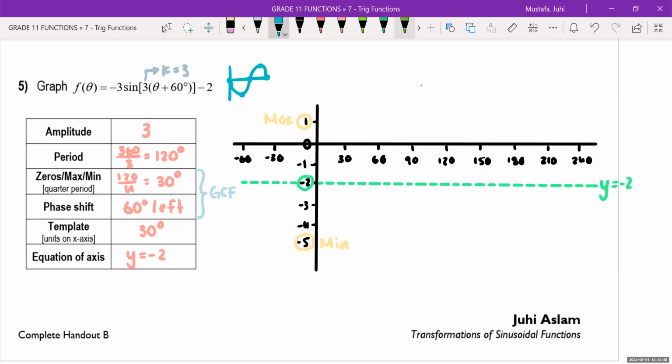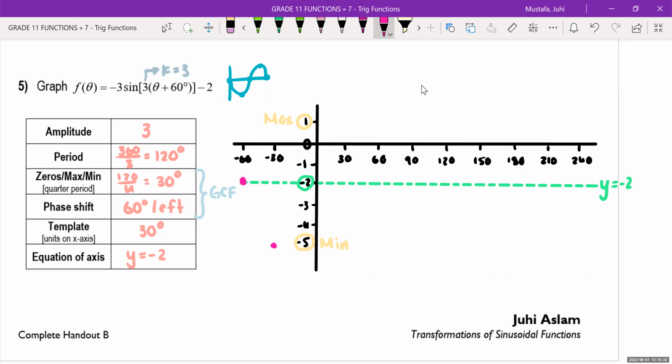Okay, here's the trickiest part, you guys. Where exactly are we going to start? I know we have to start at the equation of axis, so that's my position here. But I also know there's a 60-degree left phase shift. So my starting point is actually going to be at negative 60 degrees, comma, negative 2. Then I'm going to move over 30 degrees because that's my quarter period. And I'm going to go down all the way to my minimum. And I'm going to draw a dot at negative 30 degrees, comma, negative 5.